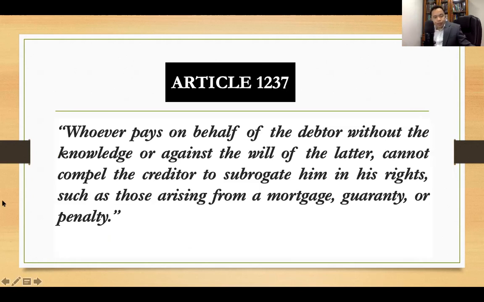Okay, let us go to Article 1237. Whoever pays on behalf of the debtor without the knowledge or against the will of the latter cannot compel the creditor to subrogate him in his rights, such as those arising from mortgage, guarantee, or penalty.